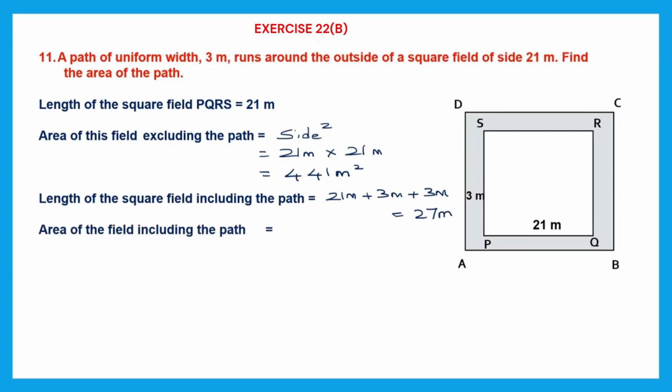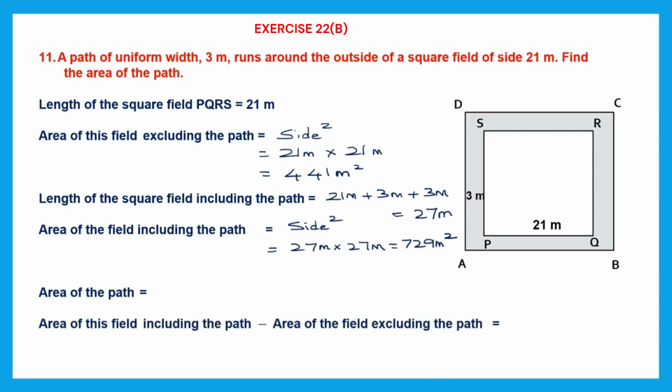So now let's find the area of the field including the path. Again, it is side square. So that is equal to 27 meters into 27 meters. That is 729 meter square. So now we have found the area of the field excluding the path and then we have found the area of the field including the path. Now we are going to subtract the two areas. So area of the path will be area of the field including the path minus area of the field excluding the path.